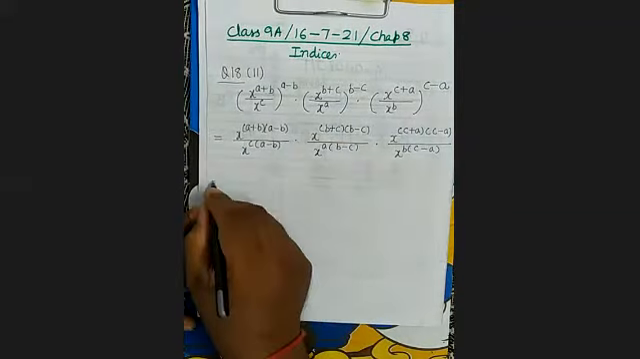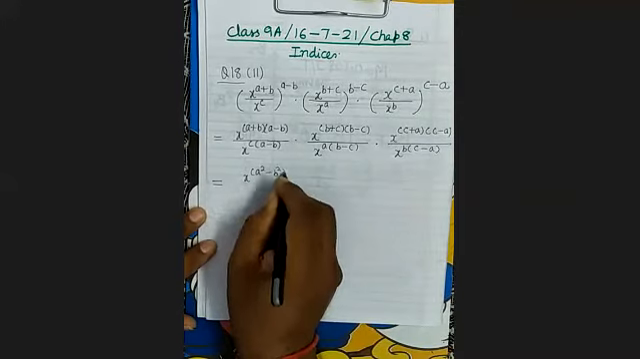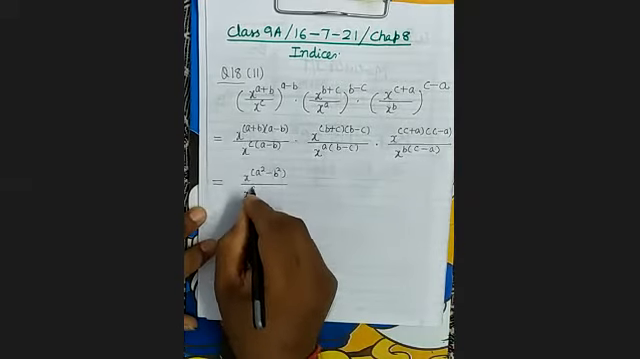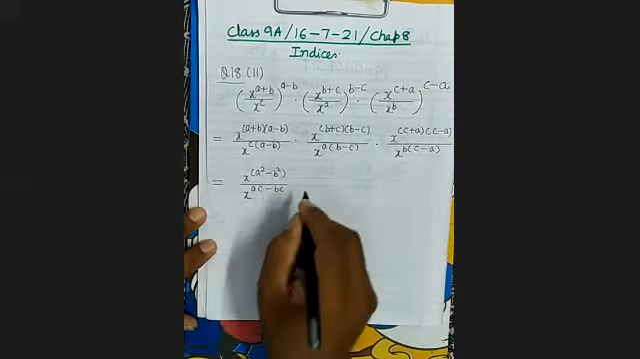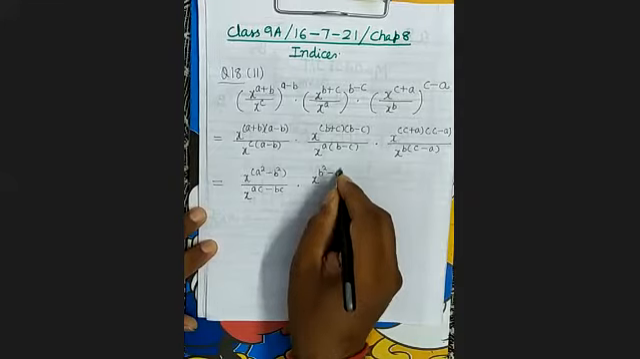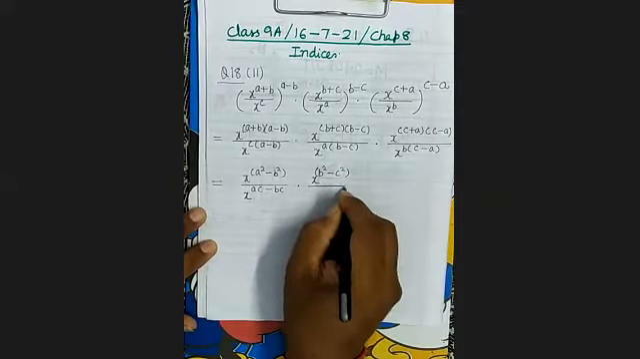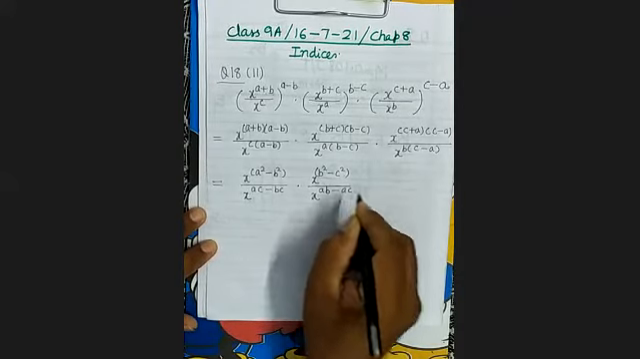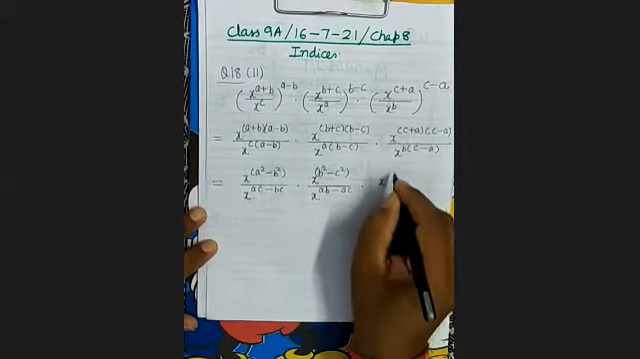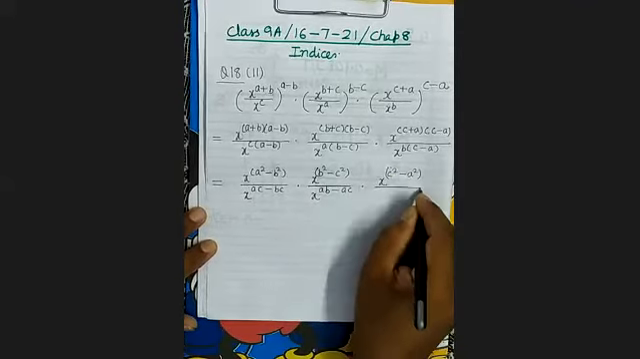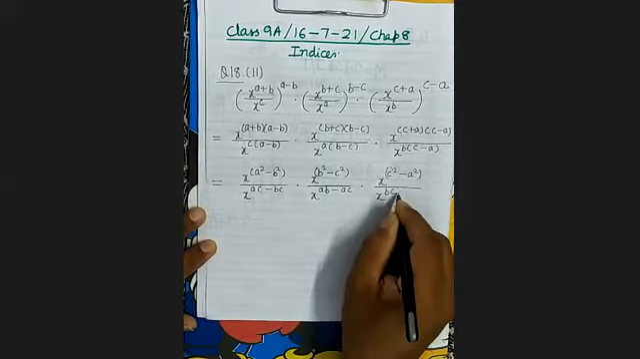Now a plus b into a minus b is a square minus b square, upon x to the power a into c, ac minus bc, into here b plus c into b minus c, b square minus c square, upon x to the power ab minus ac, into x to the power c square minus a square, upon x to the power bc minus ab.